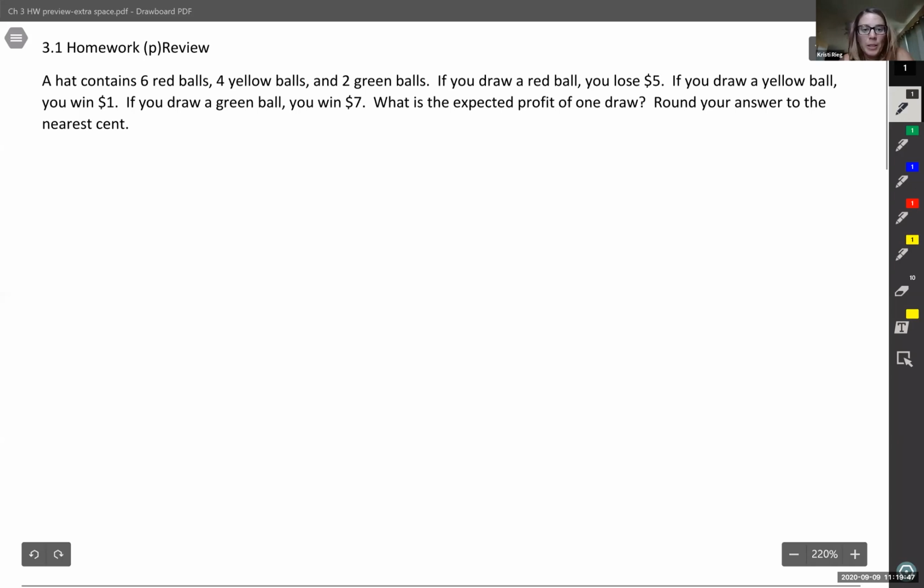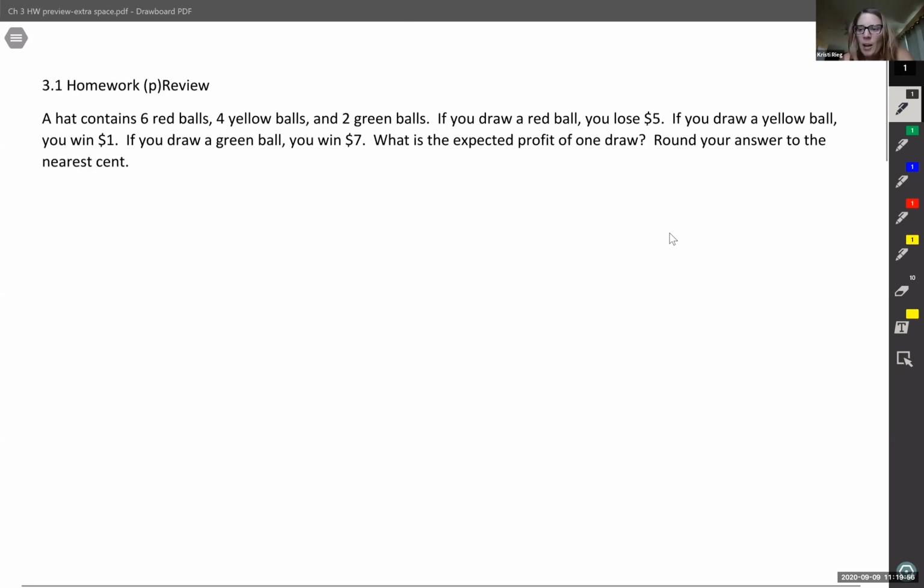Okay, so first of all, we have one of these expected value problems. It actually says expected profit, but it's the same thing. All right, so how many balls are we starting with? I don't know if you can see me moving my face around. It's just in the way of all the words. Okay, so we have 10, 12. So we have 12 balls altogether.